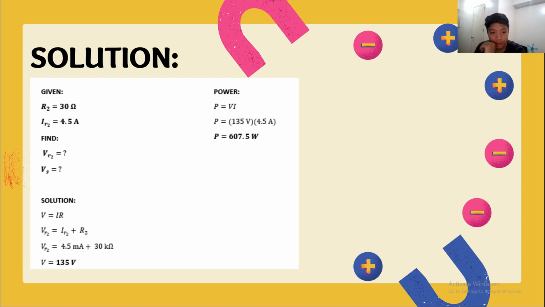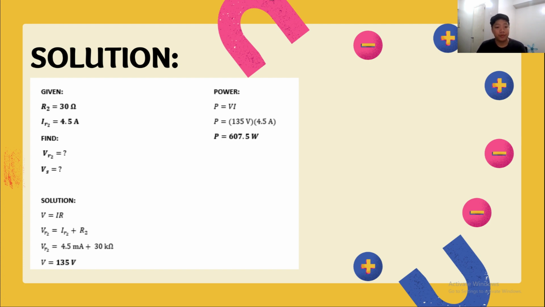In the given solution, we have 30 ohms and 4.5 ampere. All we're going to do is to find the voltage of the problem. What formula will we use to find the voltage? All we're going to do is multiply ampere and ohms to get the voltage.